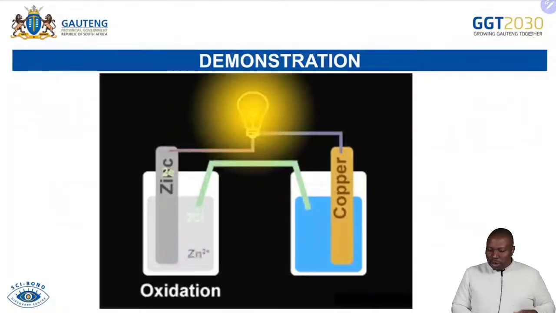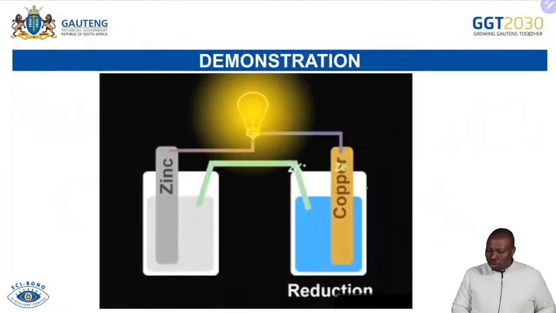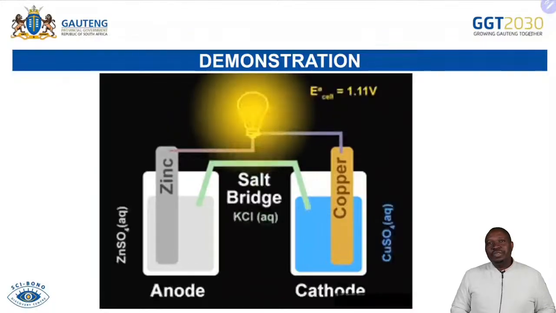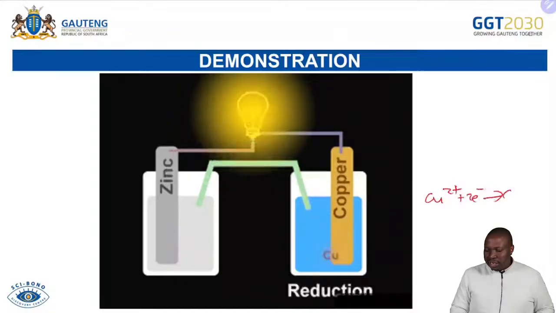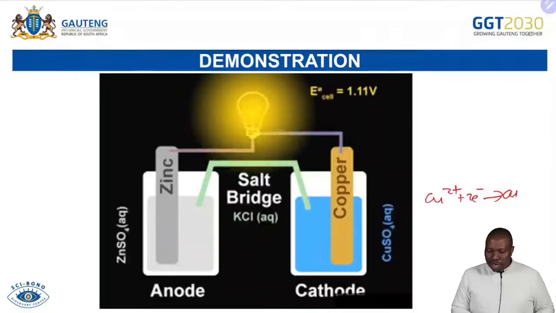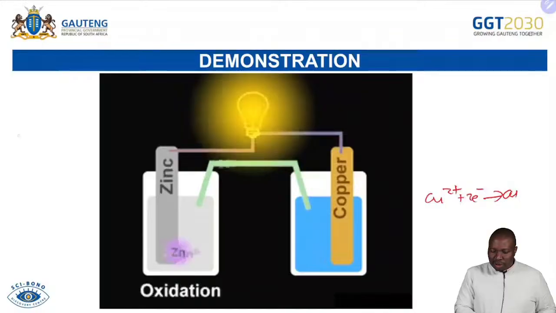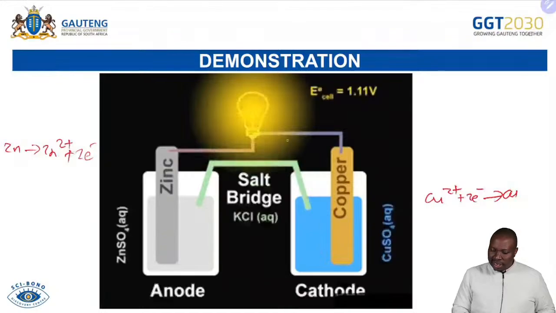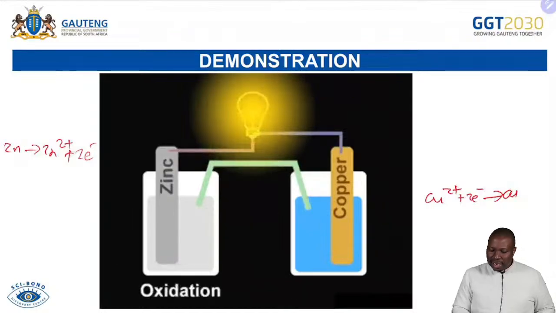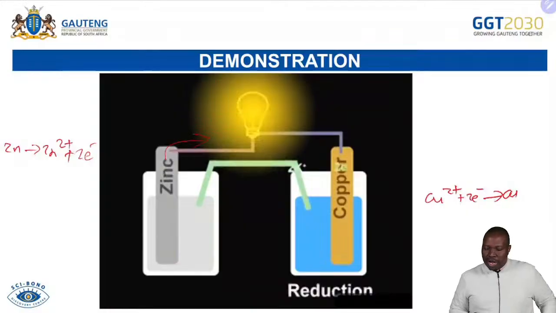You can see zinc loses electrons. They move from the anode to the copper side. But when the electrons come to this side, they are not reacting with copper. They are reacting with copper 2 plus. So you have to understand that the electrons are reacting with copper 2 plus. When zinc loses electrons, it becomes zinc 2 plus. You can see the two electrons going into the external circuit, moving in that direction. That is the direction of movement of your electrons.